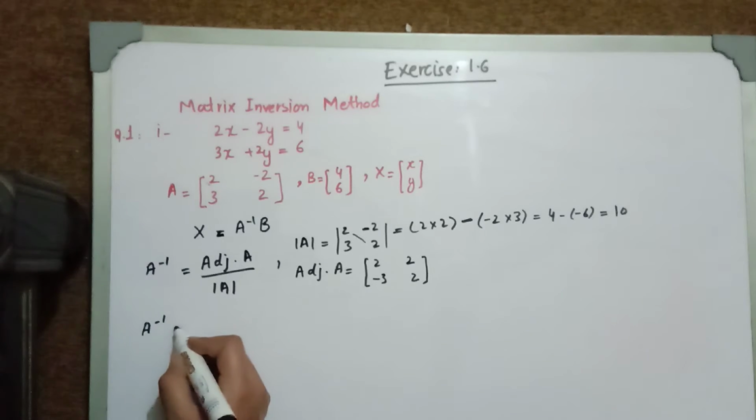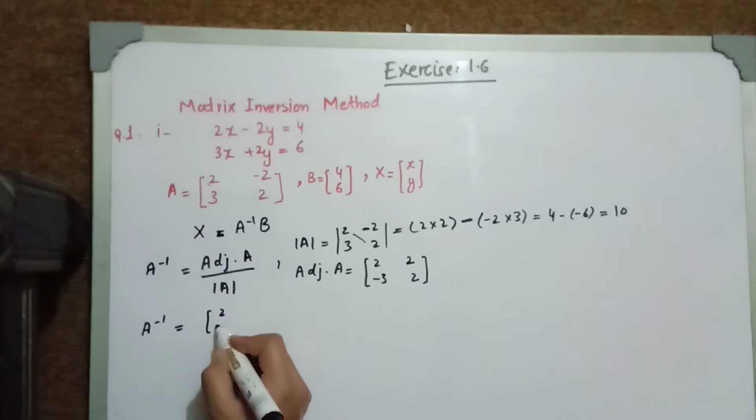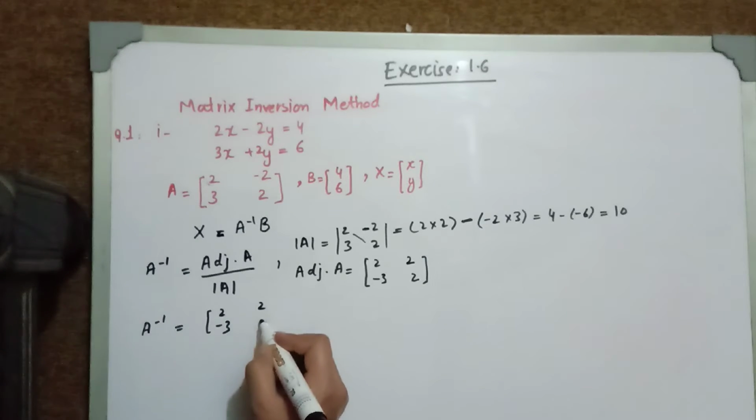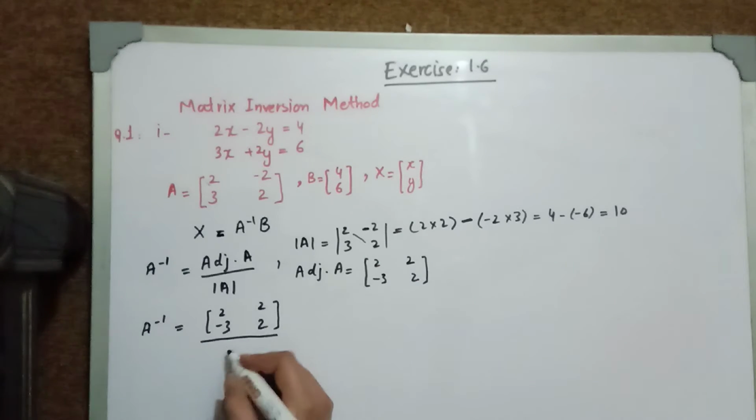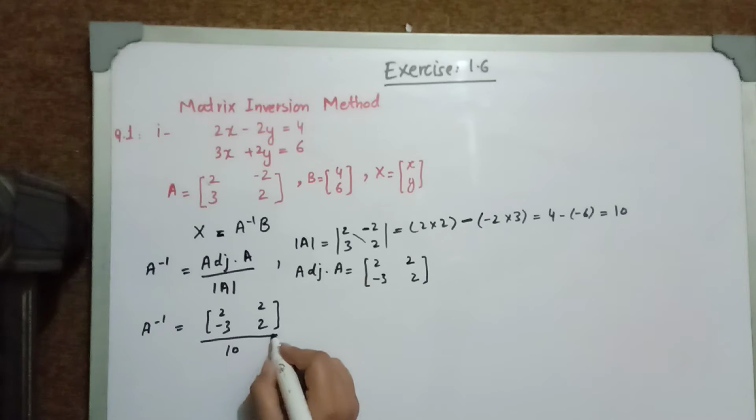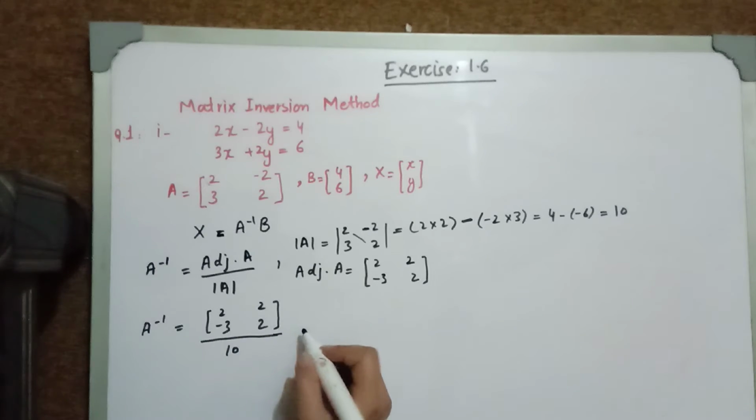So A inverse will be equal to the adjoint of A, which is 2, minus 3, 2, 2, divided by the determinant of A, which is 10, right? So this is the value of A inverse. This matrix is divided by 10. It means that all of the entries are being divided by 10.